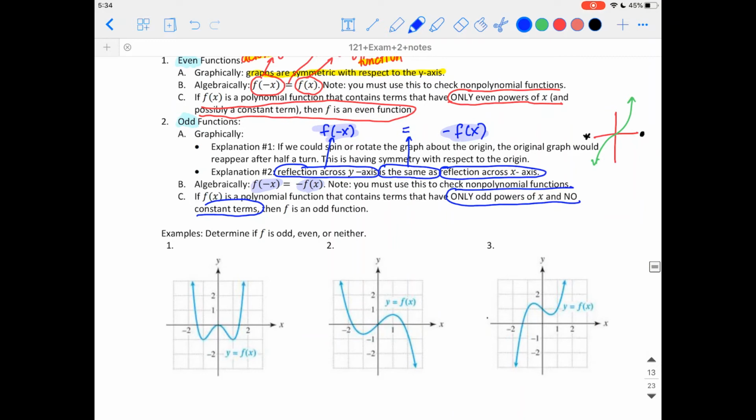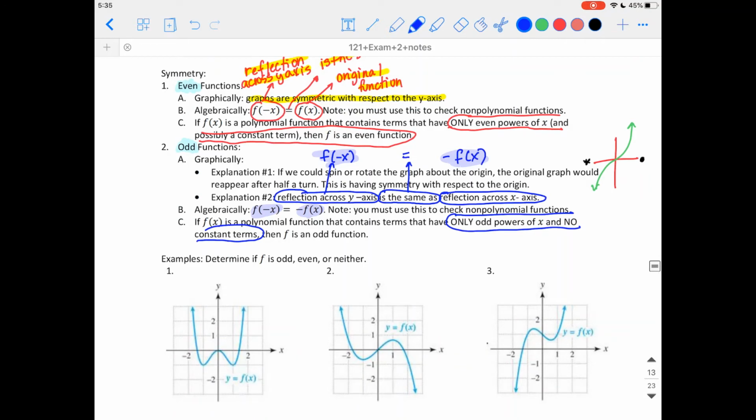So here with even, in blue is my original function. Here, I'm going to pick another color. If I had this point right here in blue, and I were to reflect it across the y-axis, it would end up right here.